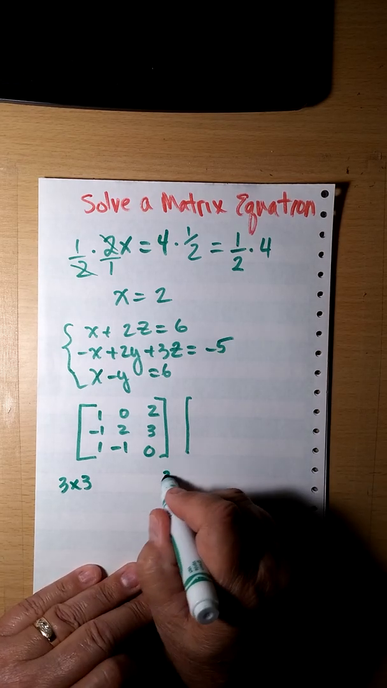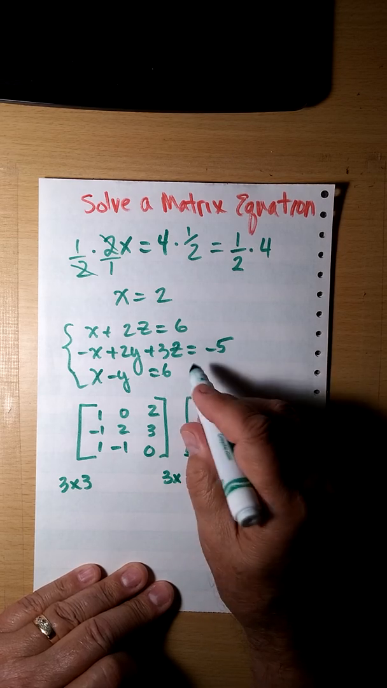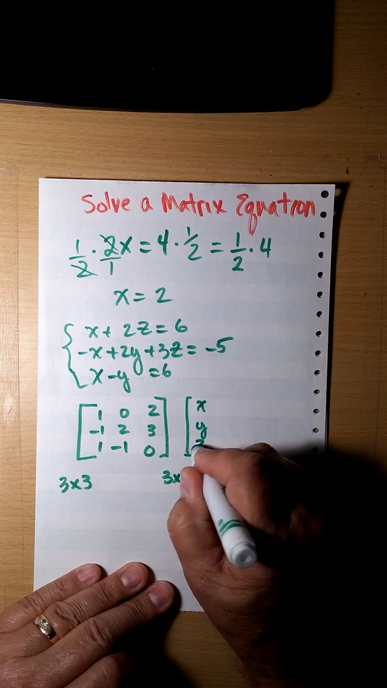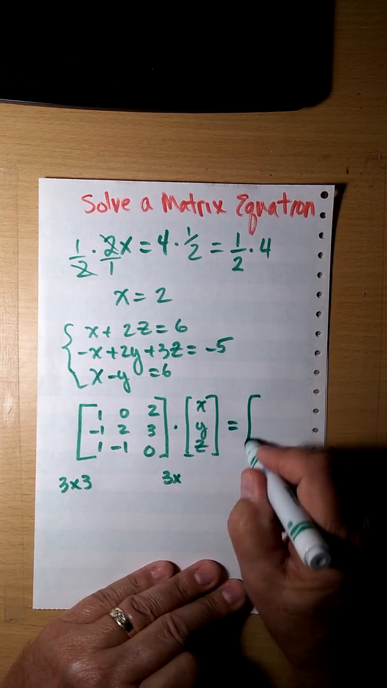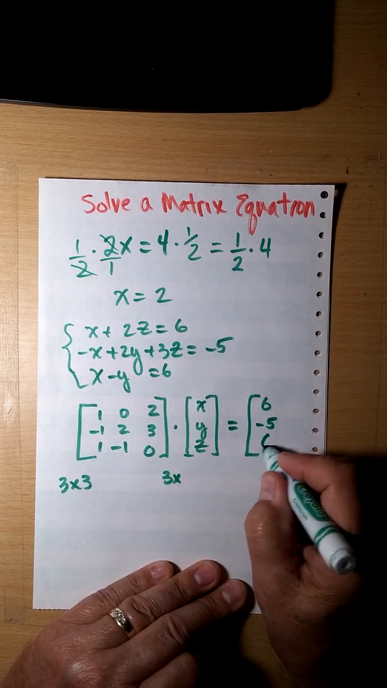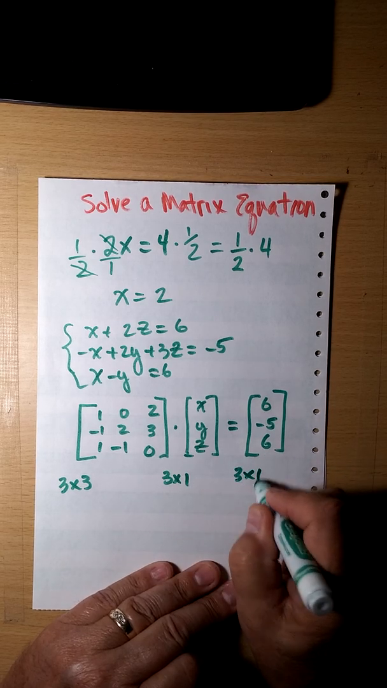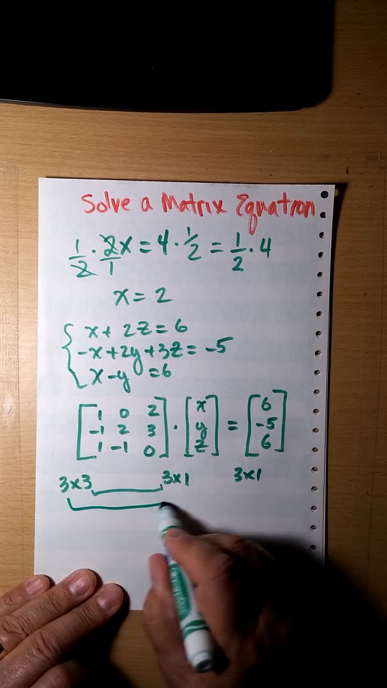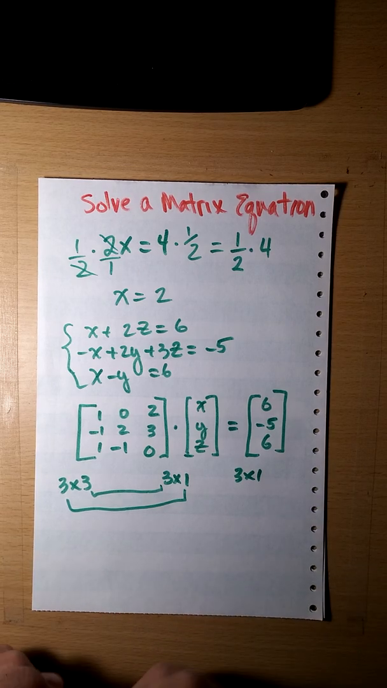We need this to be a 3 by 3 for us to multiply. And this is the variable matrix, x, y, and z. And this equals, on the other side, the 6, the negative 5, and the 6, which is a 3 by 1. This will be a 3 by 1 because they are conformable for matrix multiplication, and the answer is a 3 by 1.